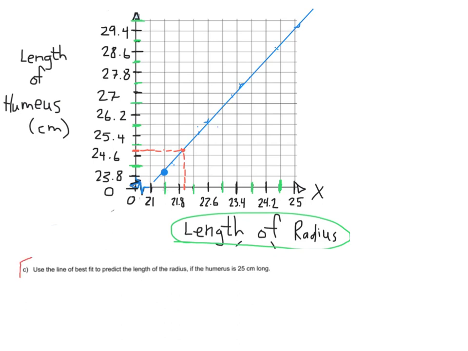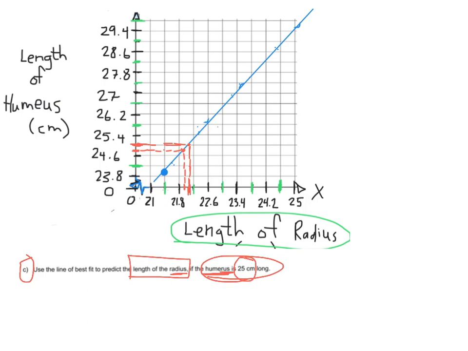Last question, C, asks us to use the line of best fit to predict the length of the radius. So we want to find the length of the radius if the humerus is 25 centimeters long. So the humerus is 25 centimeters long. If we go over here and look up humerus, humerus 25 is right here. So we can make a prediction, and we would get on the blue line, once again, that it's right about here.